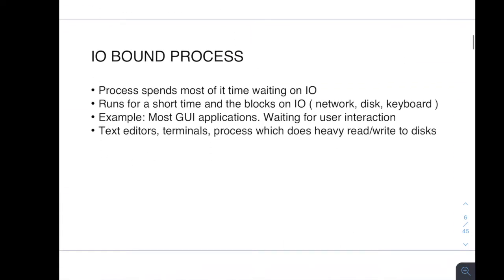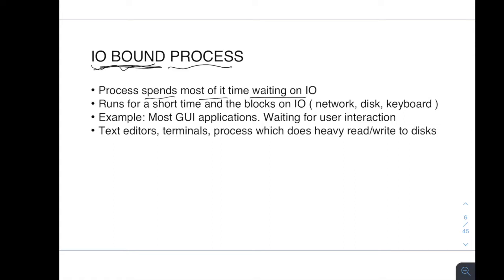Now let's try to differentiate between what is an IO bound process and what is a CPU bound or processor bound process. IO bound processes, as you can see from the name, are IO bound. You will think in your mind that it should be some process which undergoes a lot of IO. Actually, that's what it means. That means the process spends most of its time waiting on IO, input output.